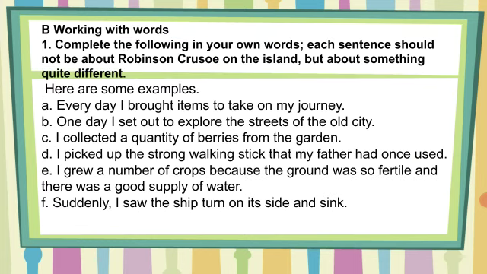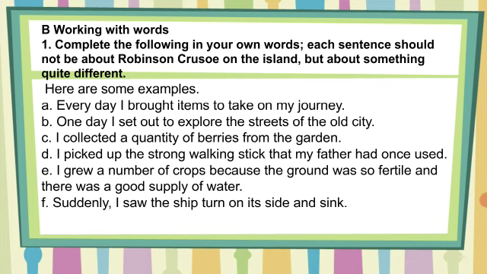So, in exercise B, working with words, you have to complete the following in your own words. Each sentence should not be about Robinson Crusoe on the island, but about something different. Okay, let's start. Every day I brought items to take on my journey. One day I set out to explore the streets of the old city.